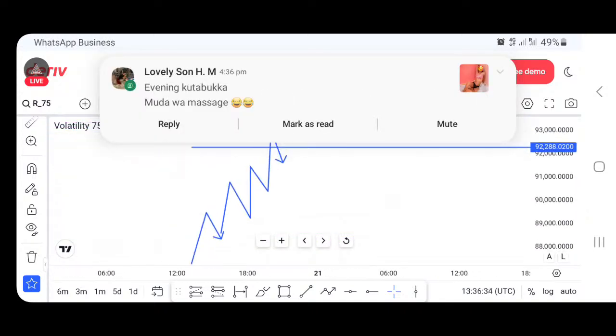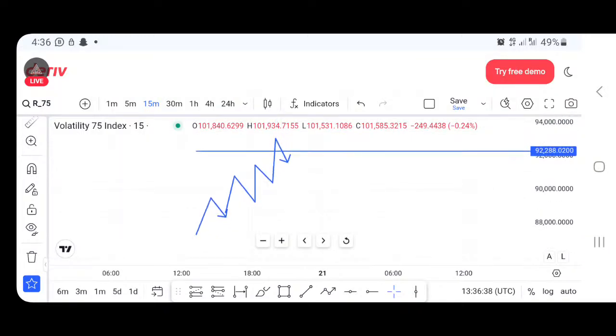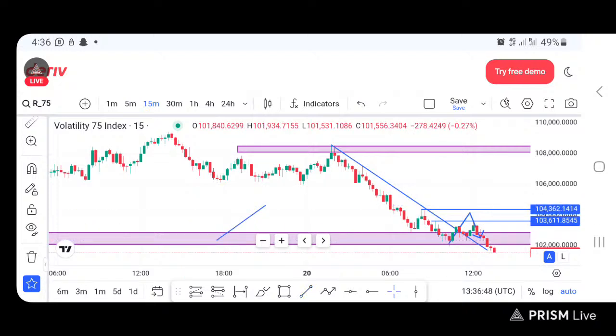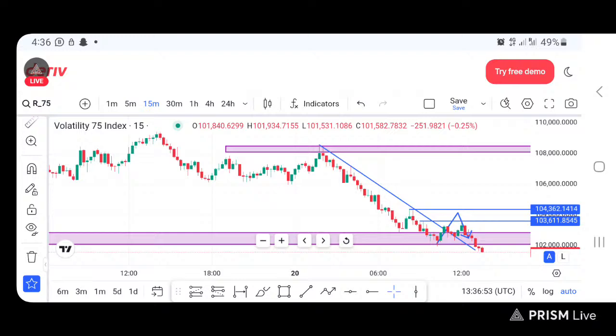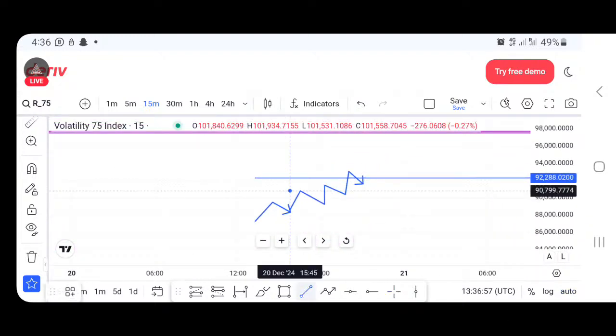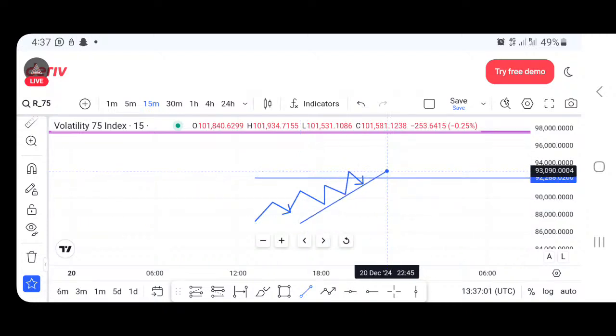So when the market hits our U-turn, we get our trend line, and then we draw our trend line. When I draw our trend line, it runs away. I think you get the point, guys. So we draw our trend line like that on our U-turn.